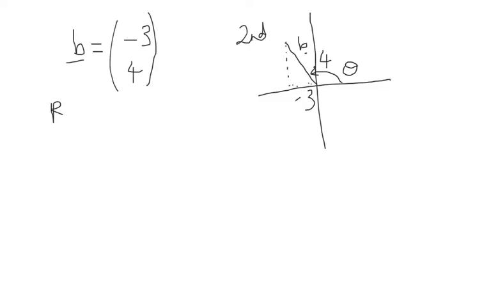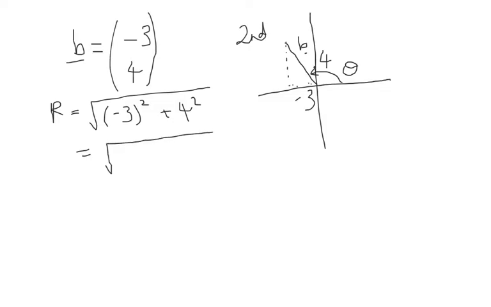Start off by finding r. Negative 3 squared plus 4 squared. Now be careful, both of these numbers will be positive, as a square is always positive. Negative 3 times negative 3 is positive 9, plus 16, square root 25, r equals 5.